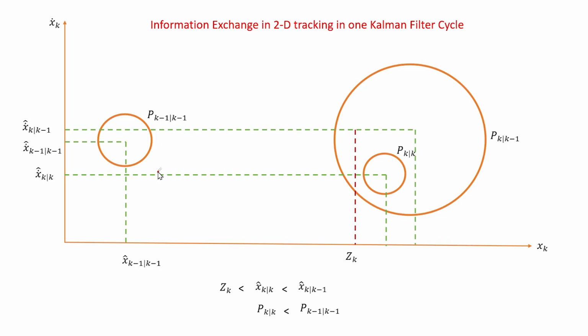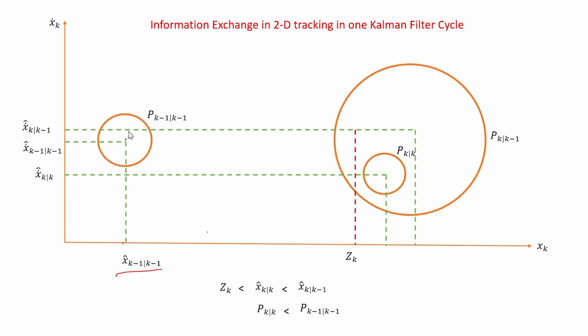Okay. I wanted to give you an example of a simple information exchange in 2D tracking in one Kalman filter cycle. I have drawn everything, and I am trying to repeat the same thing pictorially. Say you have the estimated state at k minus 1, that is why I have written it here, and you have your error variance here.